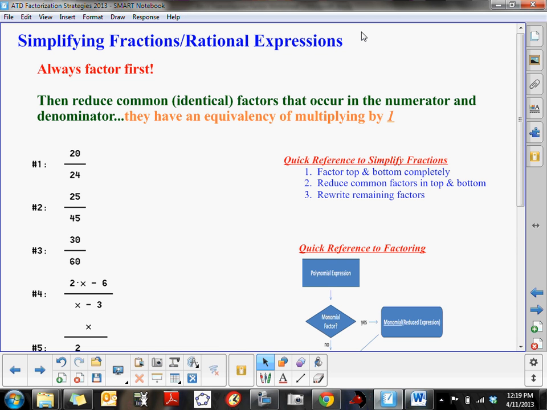So the first rule of thumb that you should always remember is always factor first. Never cancel before you factor. I'm going to show you some numerical examples, like 1, 2, and 3, what factoring means in terms of those, and then I'm going to expand that idea into algebraic fractions.